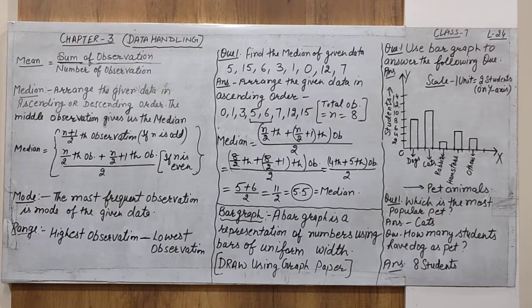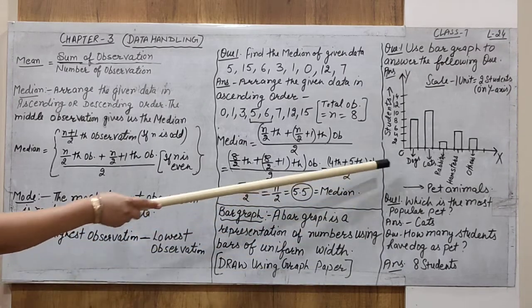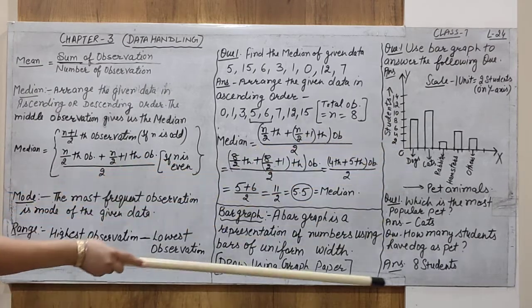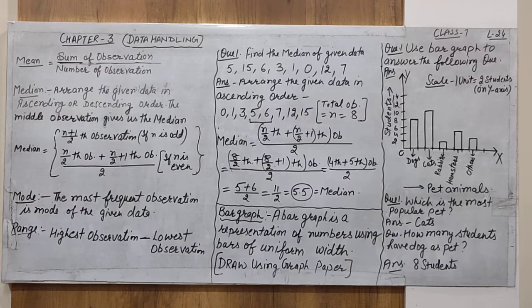Next question, how many students have dog as pet? You must count. Dogs are shown by the first bar, and that is up to 8. So 8 means 8 students. So how many students have dog as pet animal? 8 students. So you can observe the given bar very easily. The bars give us complete information about the pets and the students.